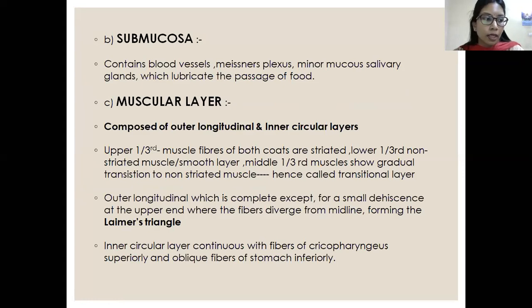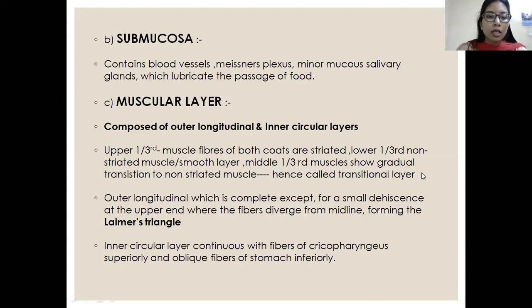So the next layer will be your muscular layer. This muscular layer has an outer longitudinal muscle layer and an inner circular muscle layer. So the upper 1/3, middle 1/3, and lower 1/3 of esophagus have different types of muscle fibers. So both the longitudinal and circular muscle fibers are striated in the upper 1/3, and they are non-striated in the lower 1/3. So in the middle 1/3, there is transition from striated to non-striated muscle. So this is called a transitional layer.